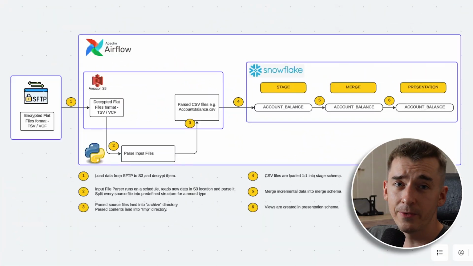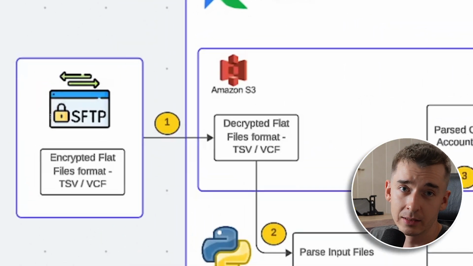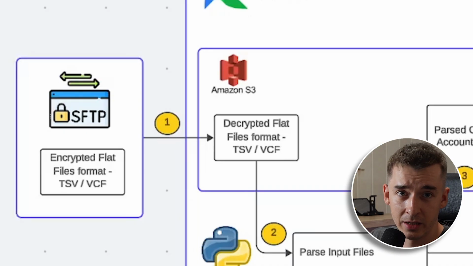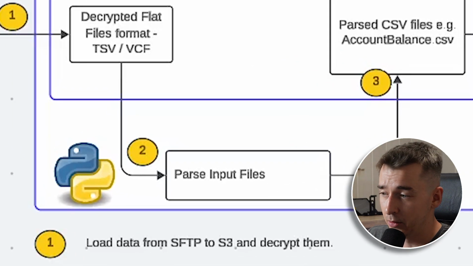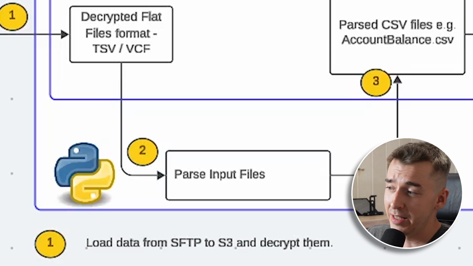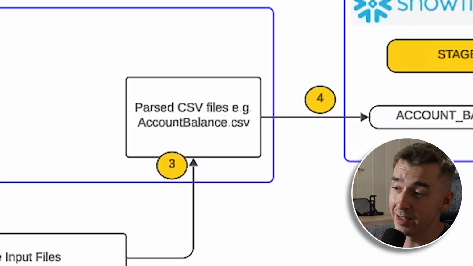solution. As a first step, we need to load data from SFTP to an S3 bucket and decrypt it. Everything is wrapped up in Apache Airflow, which is basically the main scheduler and organizer of the entire pipeline. After the data lands in S3 buckets, it's picked up on a schedule by a Python parser, which splits the data from the TSV or VCF format and parses it into CSV files.